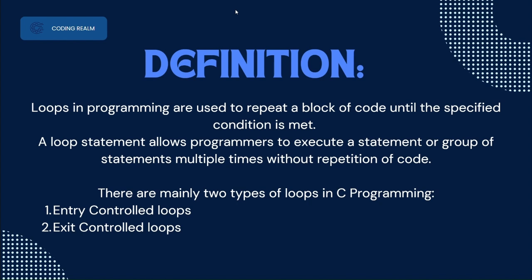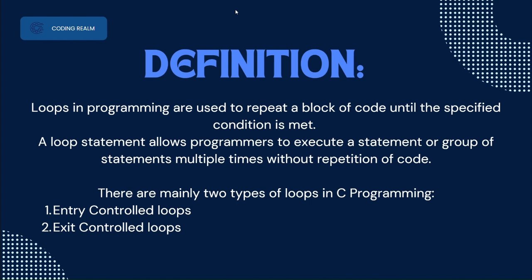There are mainly two types of loops in C programming. First, we have the entry-controlled loop. In an entry-controlled loop, the test condition is checked before entering the main body of the loop. The for loop and the while loop are entry-controlled loops.